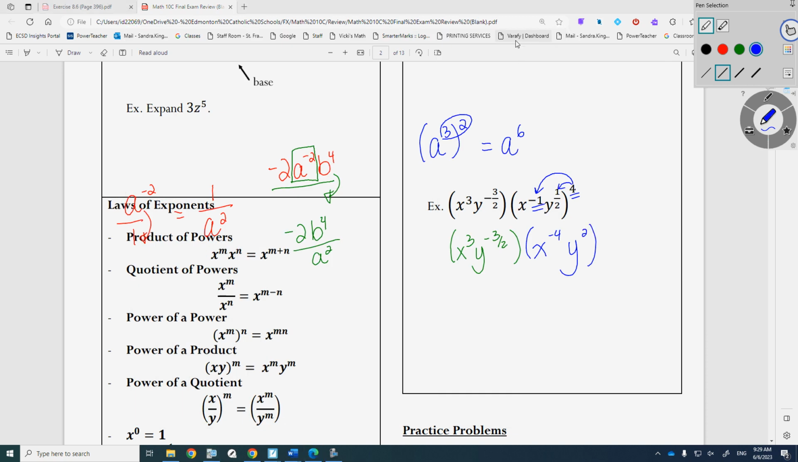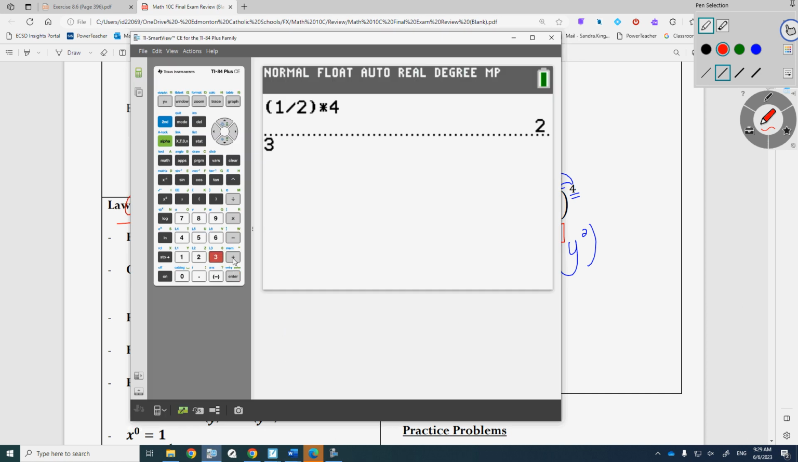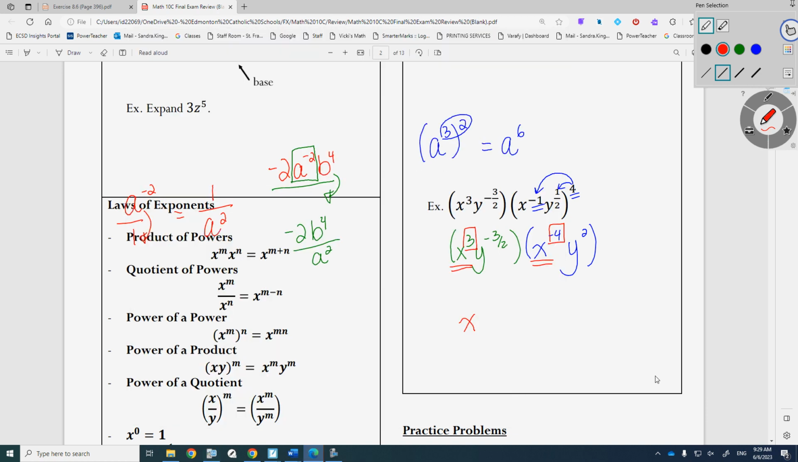Okay, now these x's could go together. They're being multiplied. But what is the rule when we multiply? What do I do to the exponents? Add. Okay, so it would be 3 plus negative 4, right? So you would say on your calculator, you're adding the exponents, so 3 plus negative 4 would give me x to the negative 1.